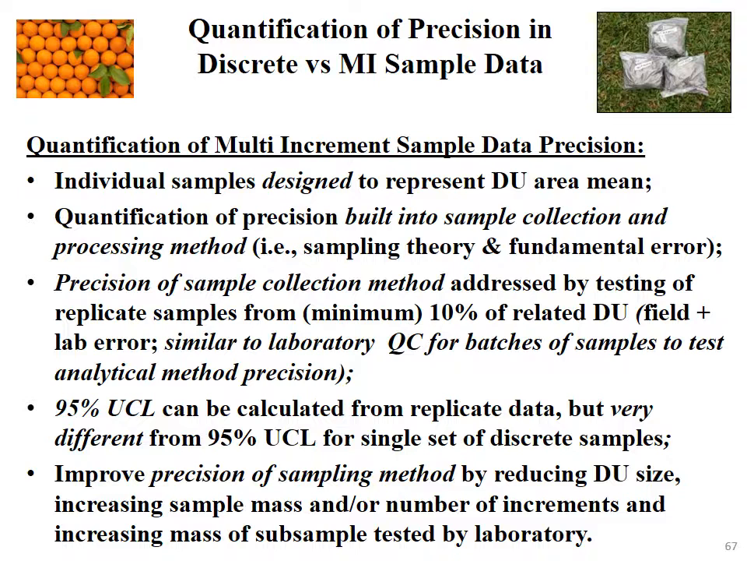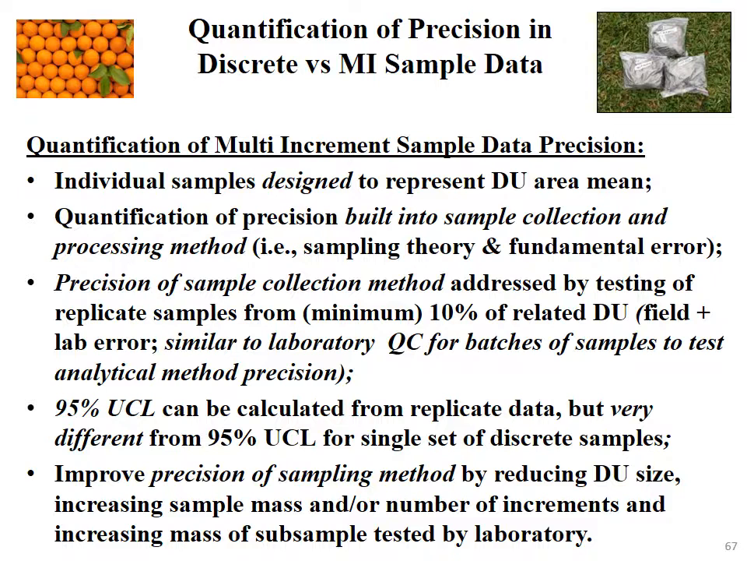Let's compare this. It's really apples and oranges I showed here, if you caught that. Let's compare this to how we quantify the precision of multi-increment sample data. In this case, the individual samples were specifically designed to represent and to reflect your DU area mean. So the quantification of precision is built into the sample collection and processing method. This is sampling theory, fundamental error that we already talked about. So the quantification of precision is already built into how you're collecting the samples in the field.